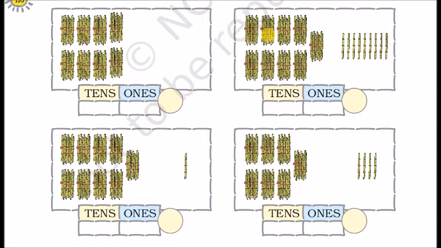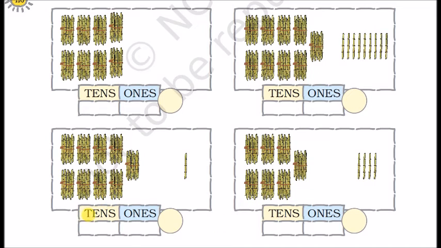1, 2, 3, 4, 5, 6, 7, 8 and 9. 9 tens. Right? 9. And how many ones? 1, 2, 3, 4, 5, 6, 7, 8 and 9. Right? 9. 9 and 9, 99.